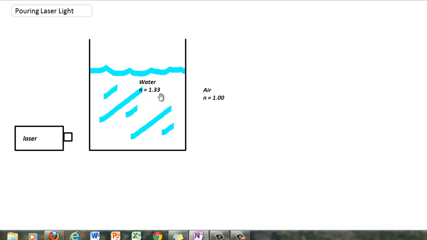Now the index of refraction of water is 1.33. This is going to be our starting side. Our laser is going to start inside the water and cross a boundary and try to escape into air. So our incident side is water, our refracted side is going to be air eventually.